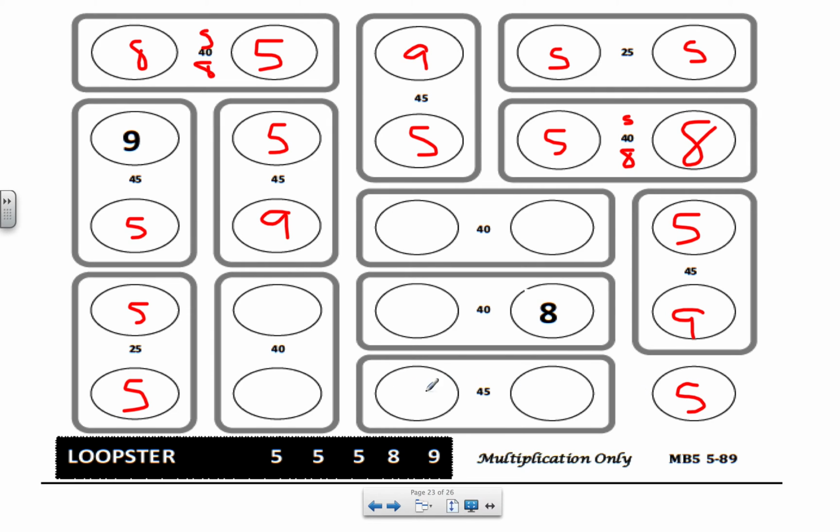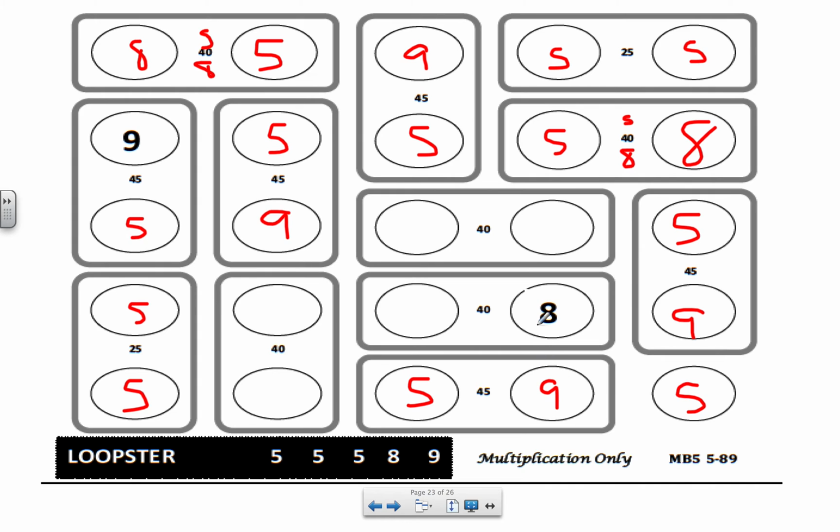Now, back to here. What makes 45? 9 times 5. Looking up and down here, I already used a 9 in the third column. So this one can't be 9. It's got to be 5. And this has got to be 9.